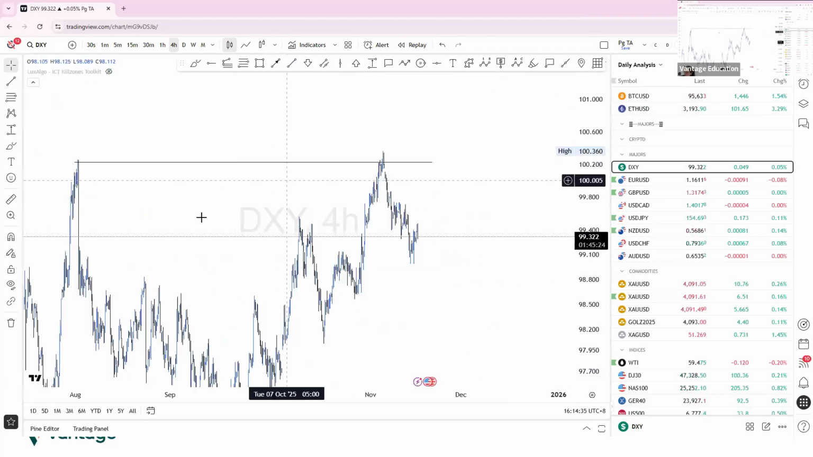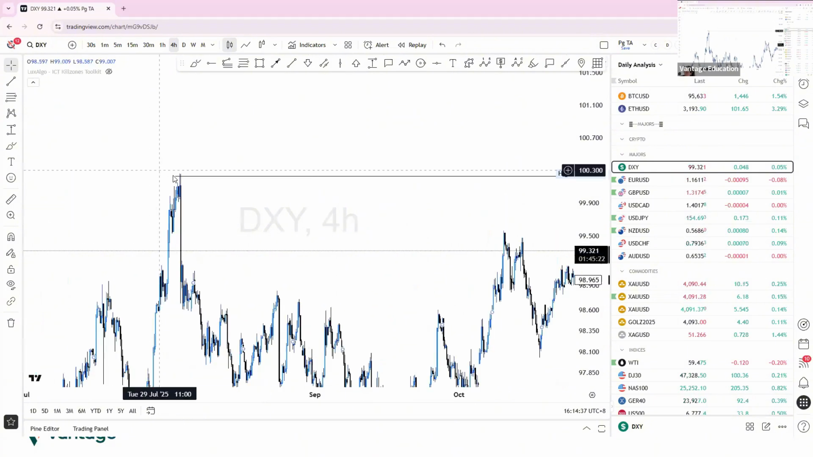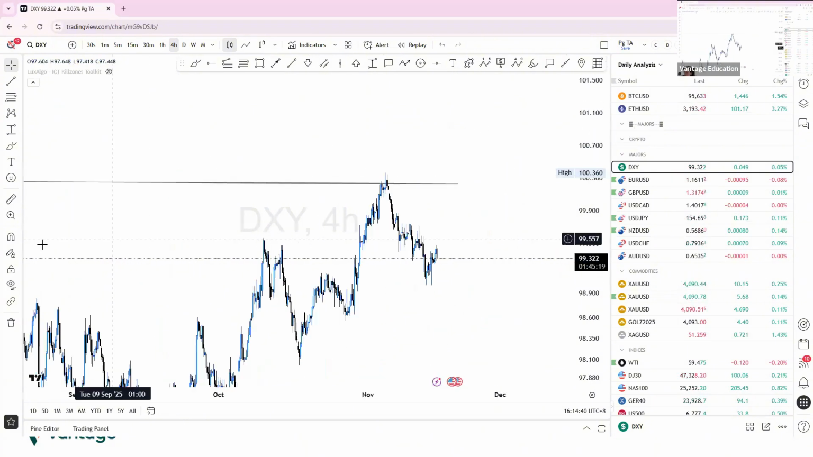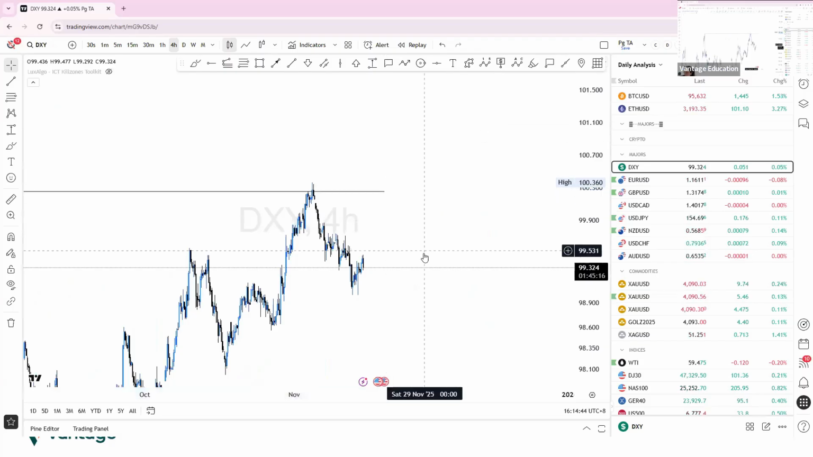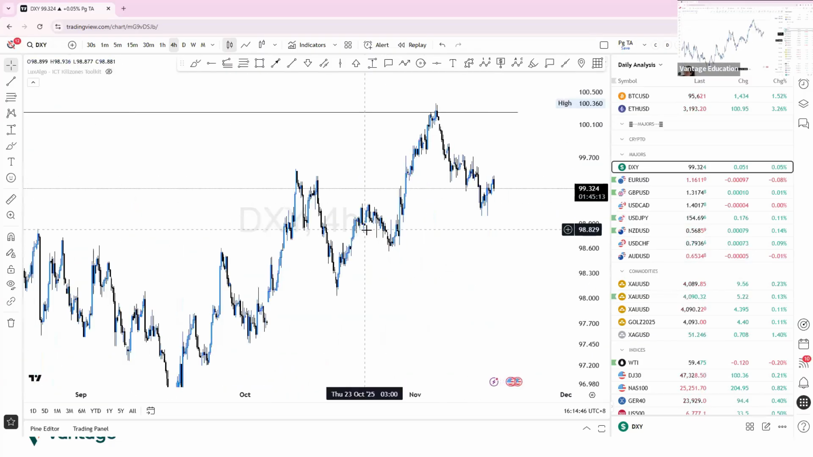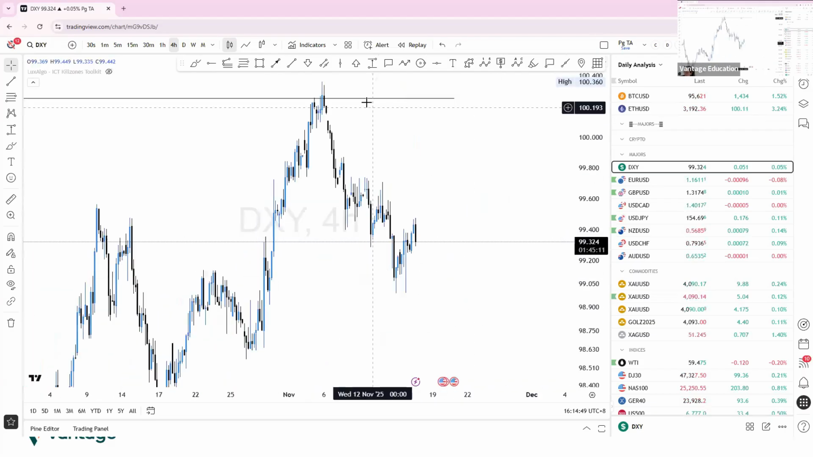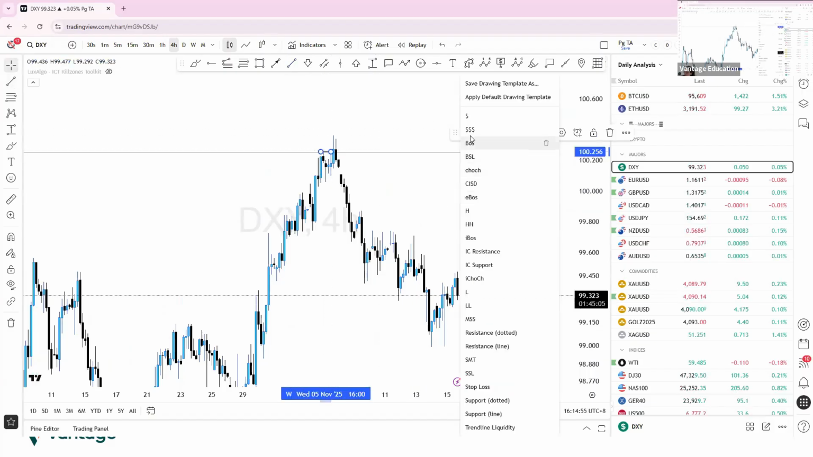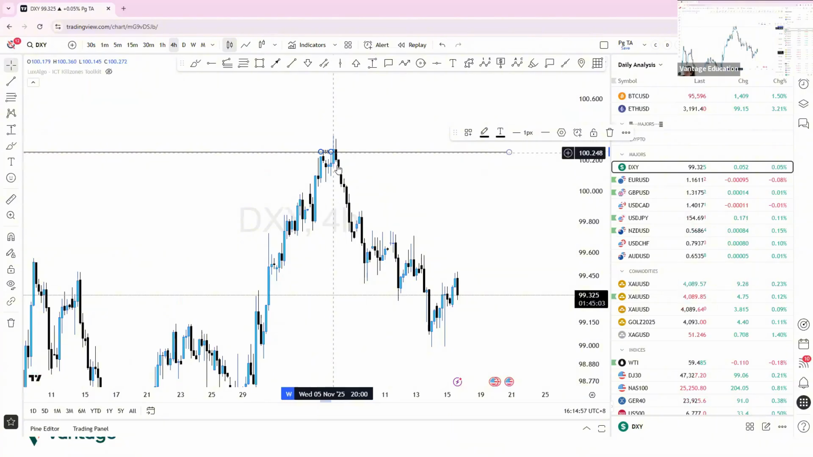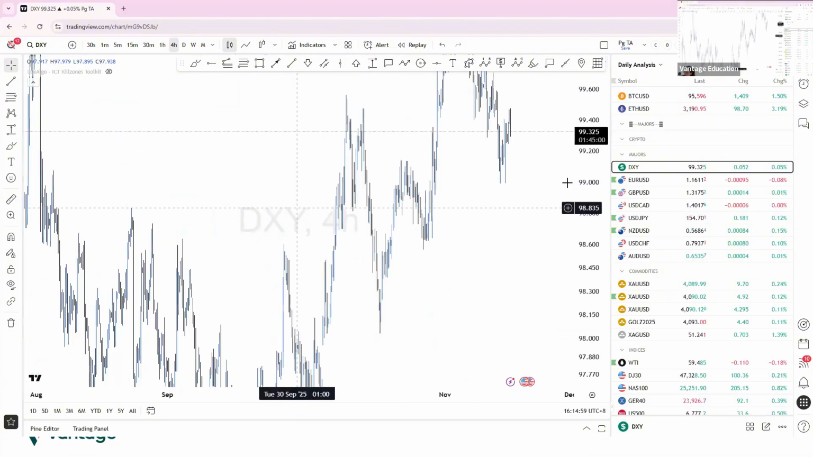Okay, so if you zoom in closely, right? The body did not close above this high, right? Whenever price goes to this level, what do you see? You're going to see the price take your liquidity before it reverses, here all the way down.